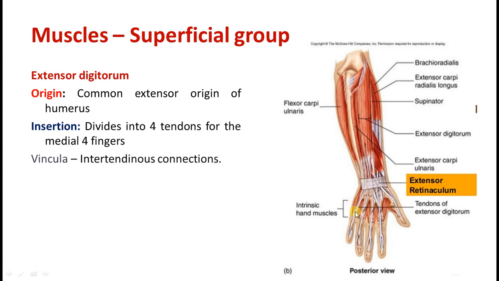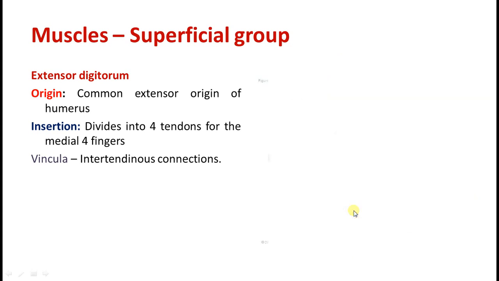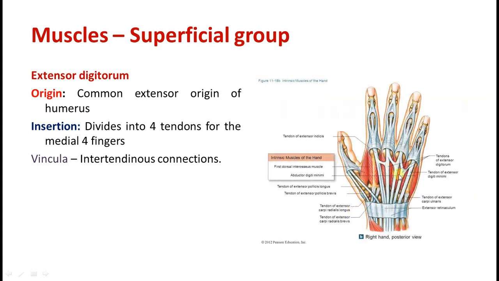Now if you are able to see here, these are the four tendons. There are some intertendinous connections. You are able to see these are the intertendinous connections. They are called the vincula. There are two vincula: one is called the vincula longa and the other one is the vincula brevia. So they maintain a connection between these four tendons.